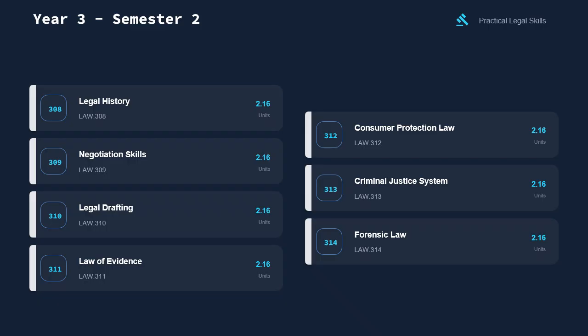E-commerce, apps, and platforms create new consumer protection challenges. Jurisdictional issues, terms of service enforcement, and algorithmic discrimination are evolving areas. Real-life example, the FTC's actions against dark patterns, deceptive design, in digital interfaces show adaptation to new technologies.